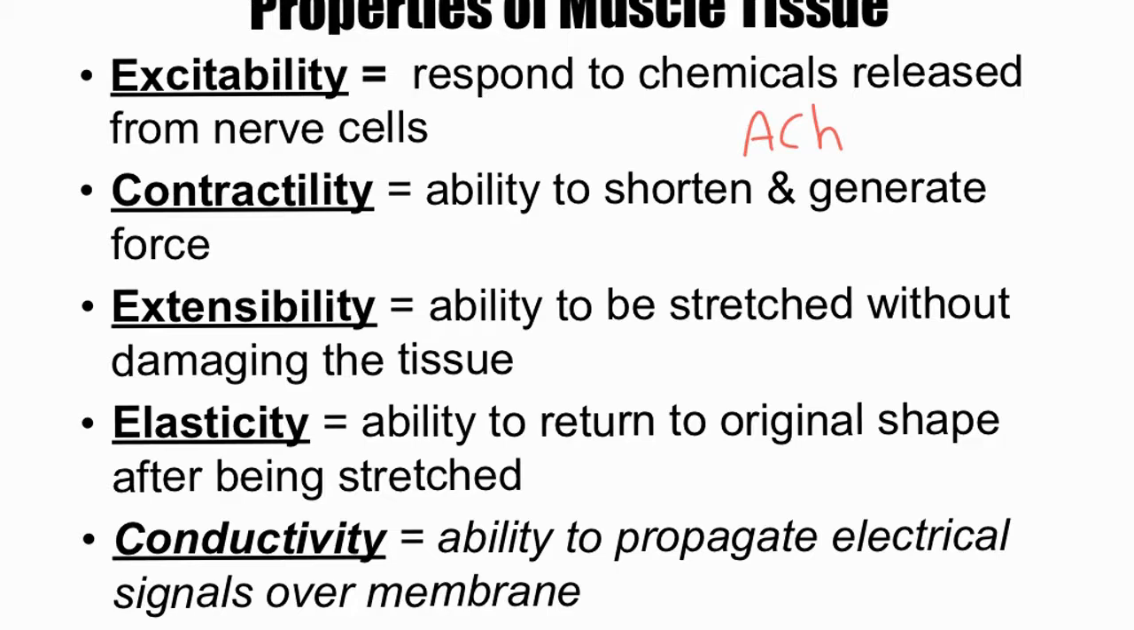Elasticity, which just means the muscle is able to snap back into its original shape, even if it's been contracted or extended for long periods of time. And the last one is conductivity, which means that muscle cells are able to conduct or transfer information, electrical signals, from one cell to another. So muscle cells can actually transmit this electrical signal from cell to cell, kind of like how neurons conduct that electrochemical signal down their axon. Well, muscles can do the same thing. They kind of act like neurons in that regard.